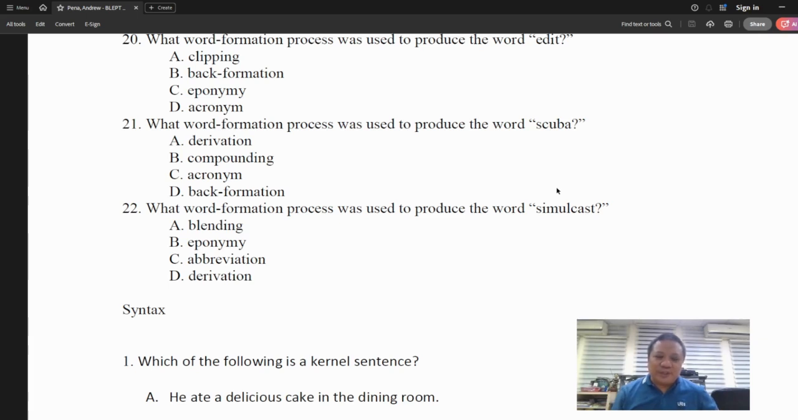22. What word formation process was used to produce the word simulcast? Simulcast means simultaneous broadcast. A, blending, B, eponymy, C, abbreviation, D, derivation. When you add parts of two or more words, you have what you call blending. So the answer is A, blending.